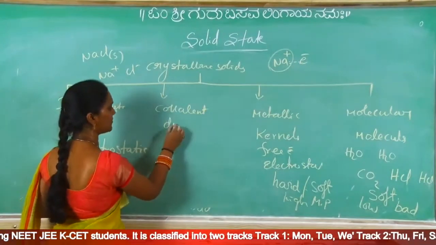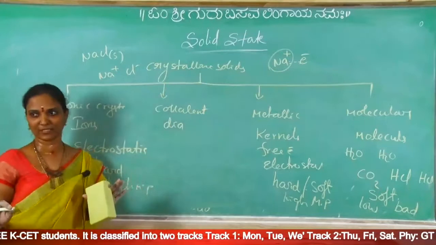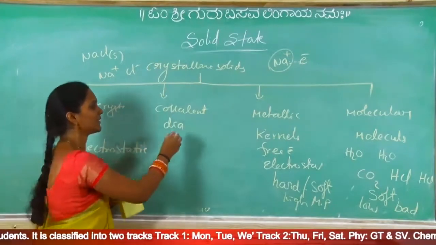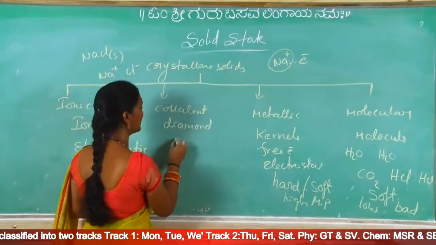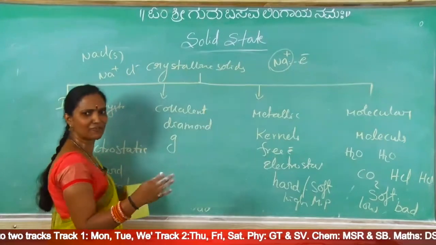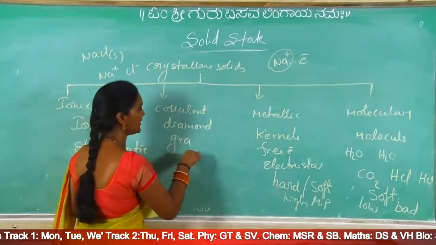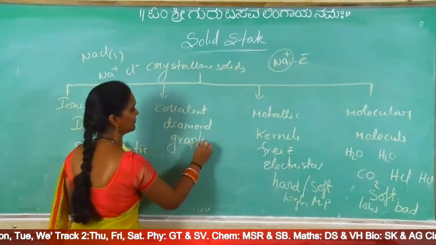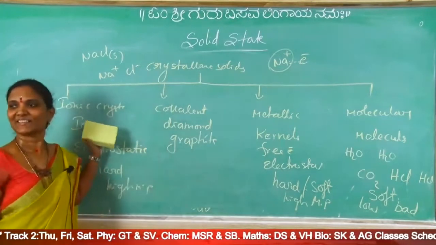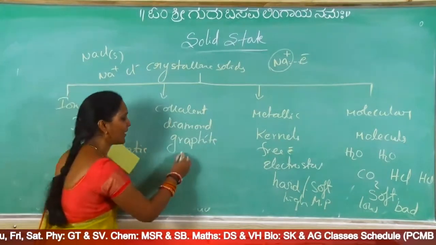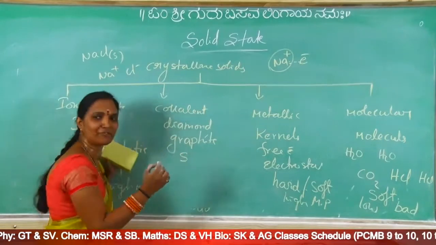Here are examples, repeated examples that I am giving now. These are important examples: diamond, graphite. No need to write in full, you can understand half of it written. Diamond, graphite and carborundum. What is the formula of carborundum?